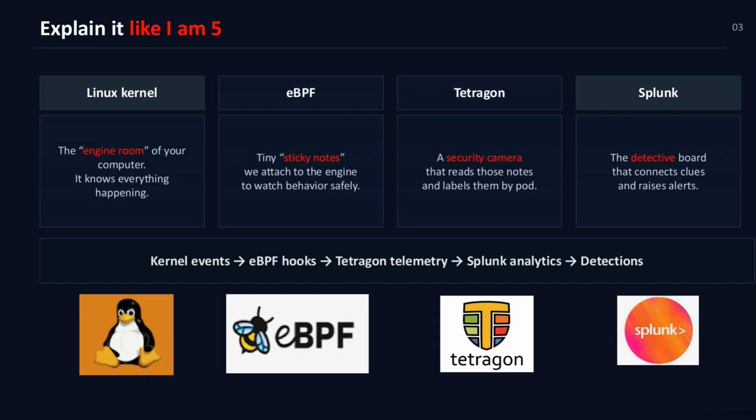Here, the concepts are explained in a simplified manner. Think of the Linux kernel as the engine room of your computer, while eBPF acts as sticky notes monitoring the engine. Tetragon functions as a security camera reading those notes and labeling them by pod. Splunk is the detective board assembling clues and raising alerts. The process connects kernel events to detections, showcasing the flow of data from kernel events to actionable insights.